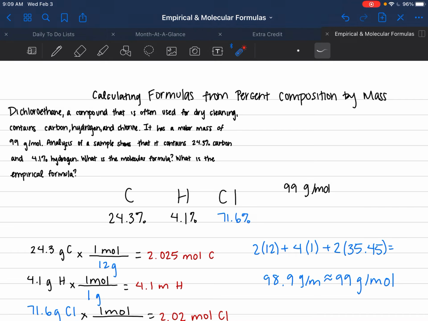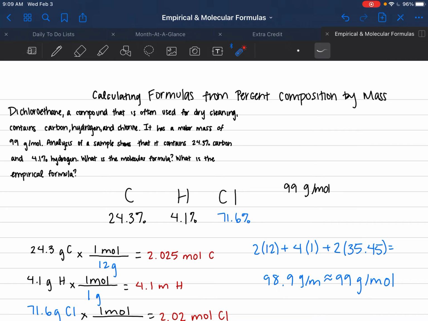So let's start with what we know. I wrote off to the side 99 grams per mole. We know that it's going to add up for its molar mass. We know that carbon makes up 24.3%. We don't know the subscript just yet, but we know that it is 24.3% by mass. Hydrogen makes up 4.1%. That was given to us. Notice that chlorine, it told us it had chlorine, but it didn't tell us what the percent composition by mass was. But that's something that's easy.